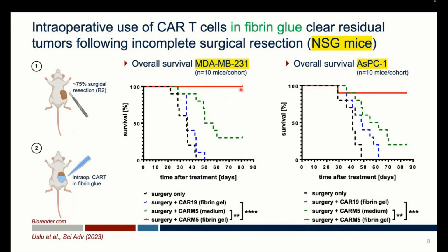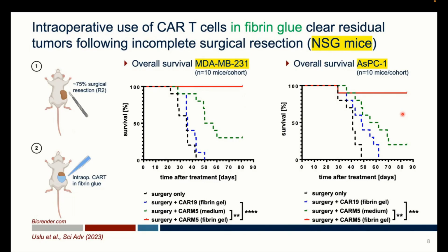And in red are shown the survival of the mice which received the surgery followed by the CAR T cells in the fibrin glue-based carrier. And you can see here in both models that these mice significantly lived longer when compared to the green line. These mice also received surgery and the CAR T cells, but without the fibrin glue. They just received the CAR T cells basically in a liquidy media solution. So that shows us that the fibrin glue really makes the CAR T cells stay longer on the surgery site.